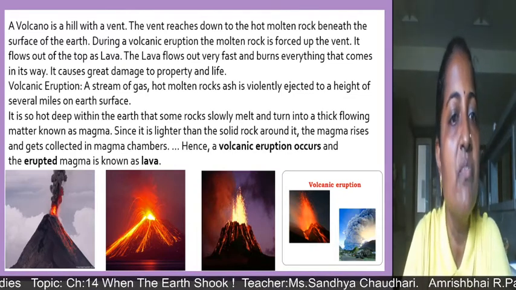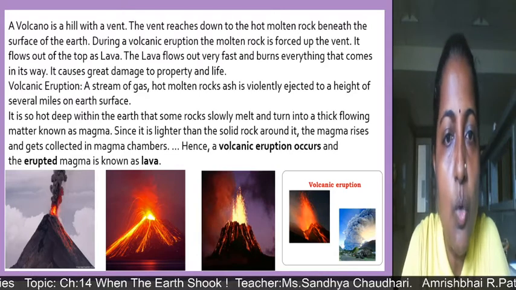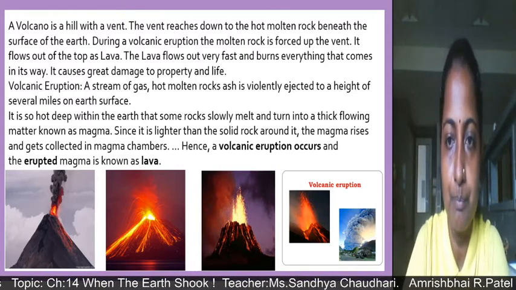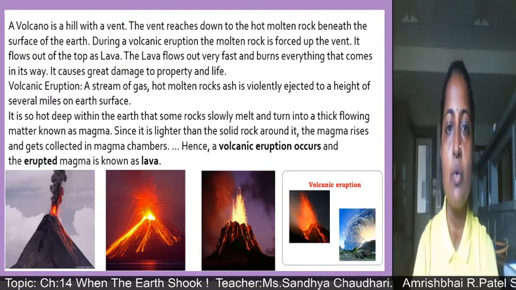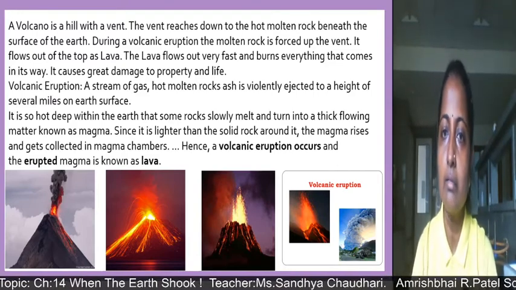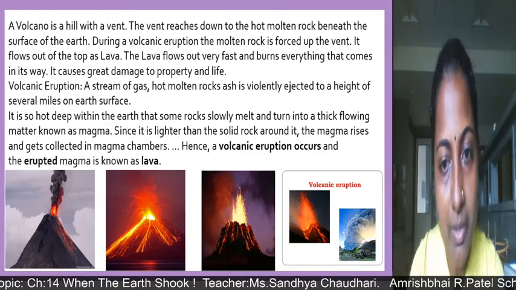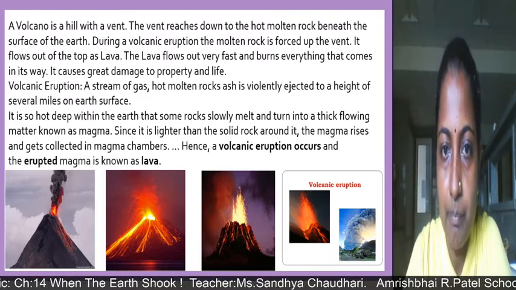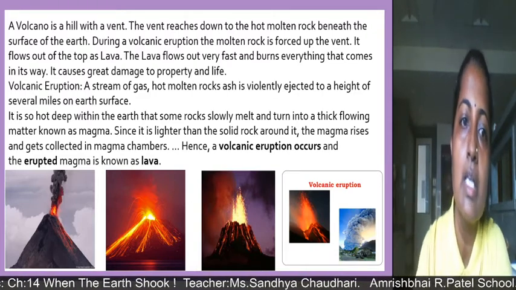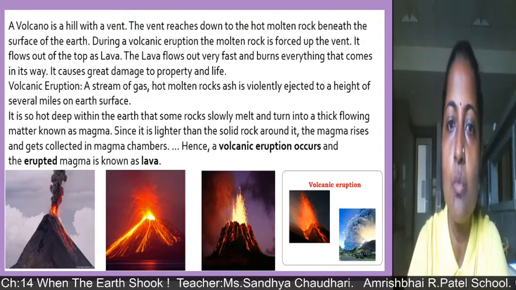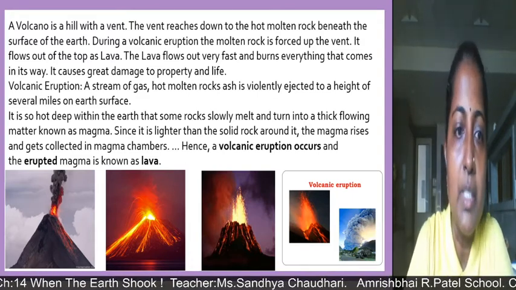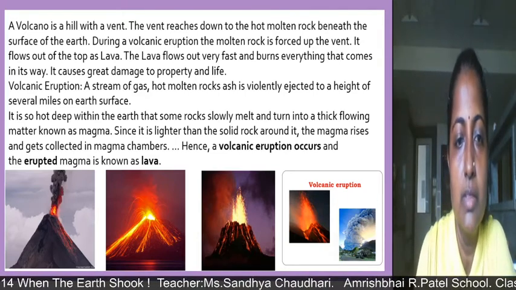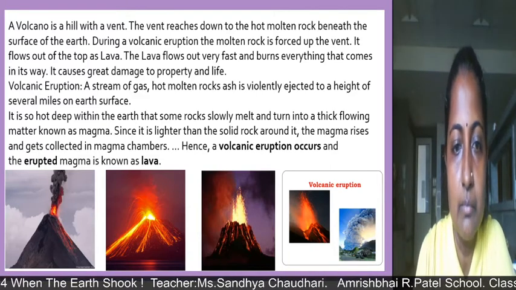It is so hot deep within the earth that some rocks slowly melt and turn into a thick flowing matter known as magma. Since it is lighter than the solid rock around it, the magma rises and gets collected in magma chambers. Hence, a volcanic eruption occurs, and erupted magma is known as lava. As you can see in the picture, that is lava.